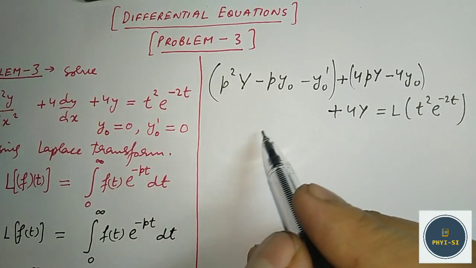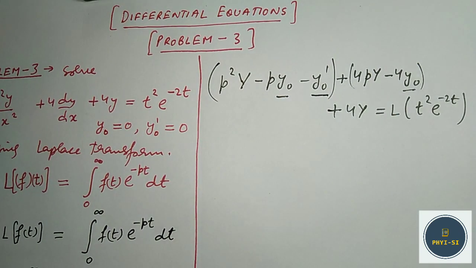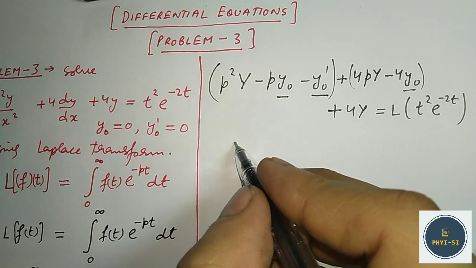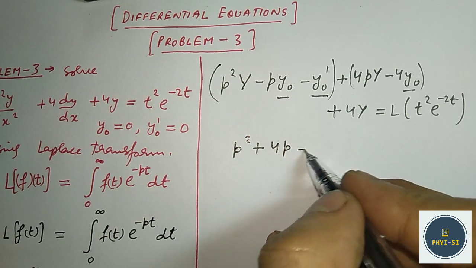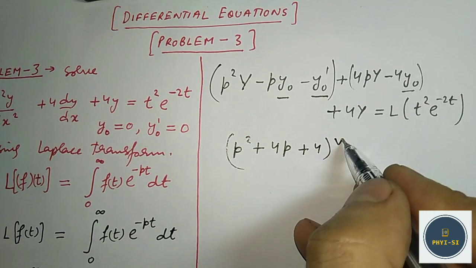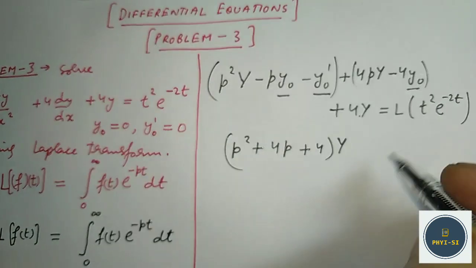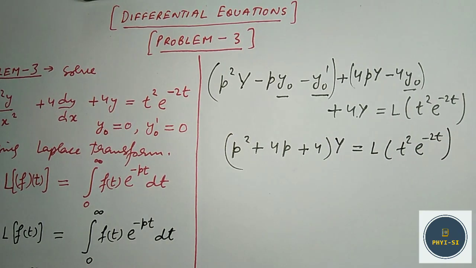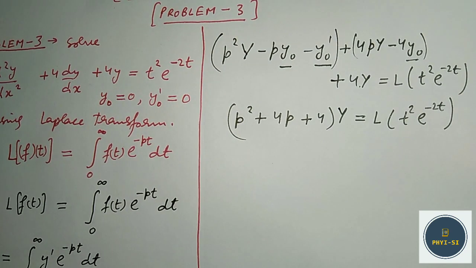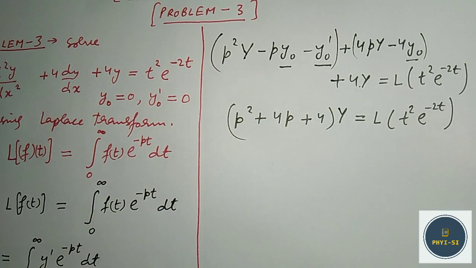So this and this will become 0, and what will we get? I'll get p square plus 4p plus 4 of y, which is equal to the Laplace transform of t square e to power minus 2t. Now I have to find the Laplace transform of this side.